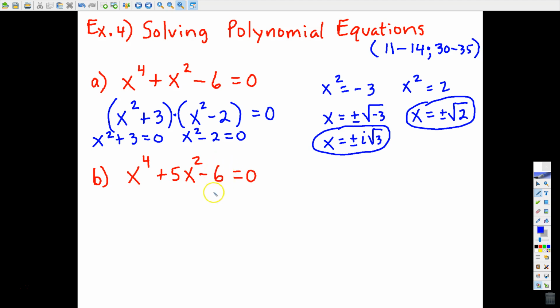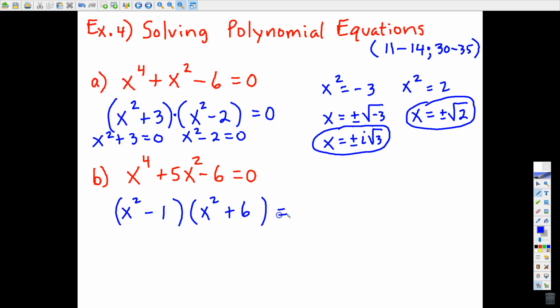4b is very much like it. If you think of it in terms of the quadratic form, think of the factors of -6 that add up to +5. We're going to factor it not as two linear binomials, but two quadratic binomials. We're going to have x squared and x squared to make x to the 4th. And the factors of -6 that add up to +5 would be +6 and -1.